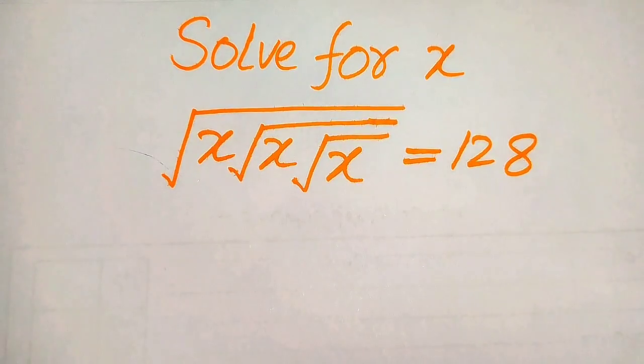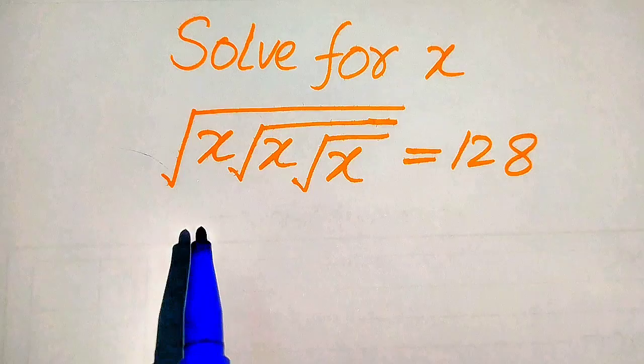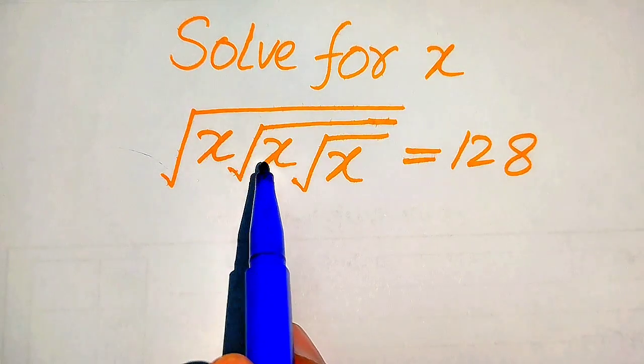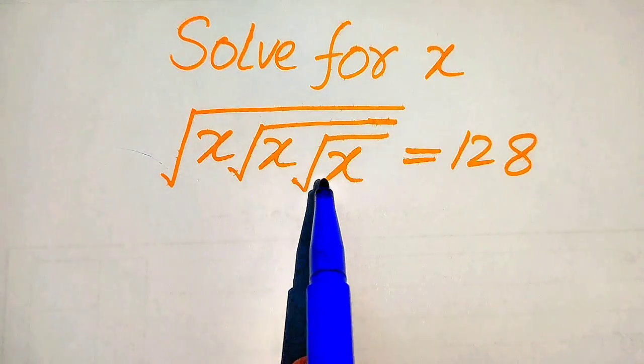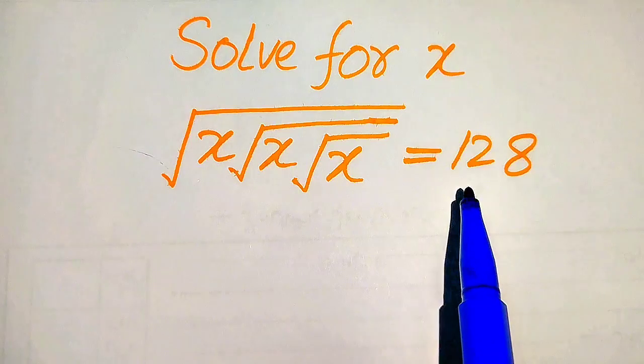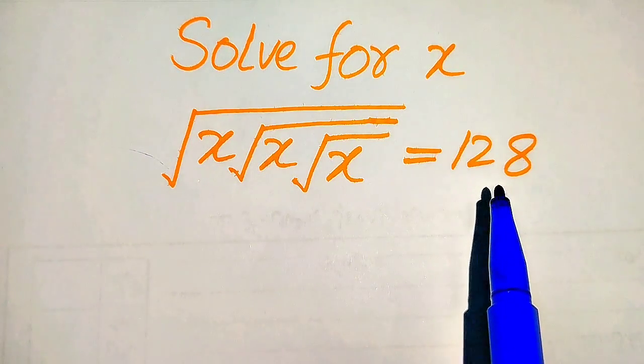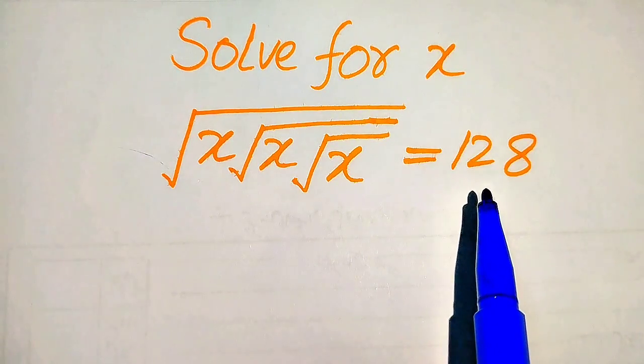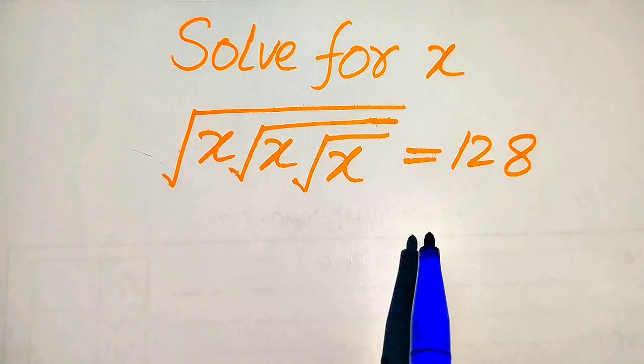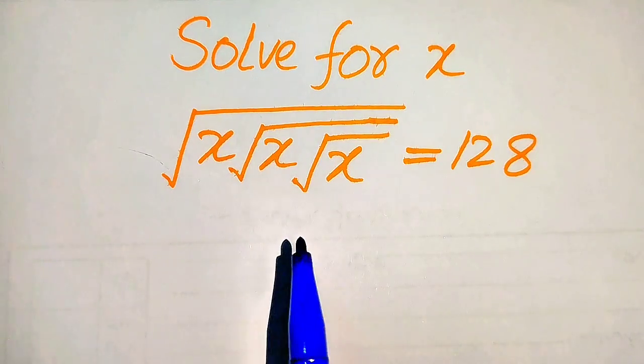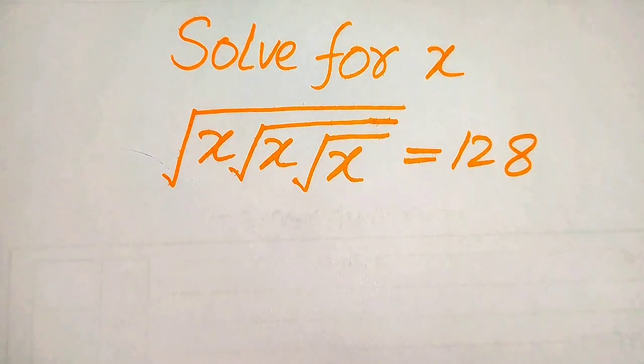Hello everyone, how to solve this problem for the values of x if we have square root of x inside square root of x and its inside square root of x is equal to 128. We solve this problem for all the values of x, and at the last we check which one of the roots of this equation are a solution or which one of the roots are extraneous roots.